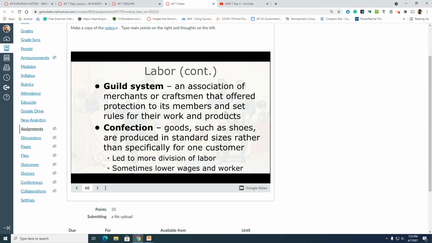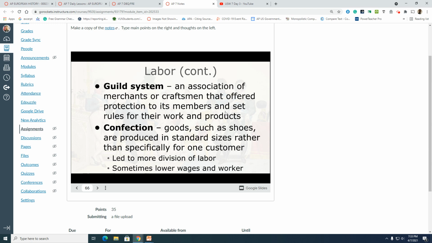The old guild system didn't really apply to a lot of these new jobs. The guild system was an earlier form of labor union where people within certain crafts could agree on setting a certain price for their wages, and they had a lot more control. But those became less and less popular with these new manufacturing and industrial-based factory jobs.